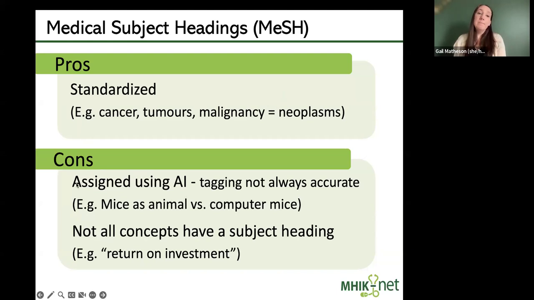So cons: assigned using AI. Now, Orvi and I were just talking about this before we started, and she was saying that looking at some of the research, this is changing, and the AI tagging is getting better. It used to be that it was mixing up mice as animal versus computer mice. So this tagging is getting better, so it may actually end up a pro in the end. But again, something to watch going forward. And then not all concepts have a subject heading assigned to them. As an example, return on investment doesn't have a subject heading.